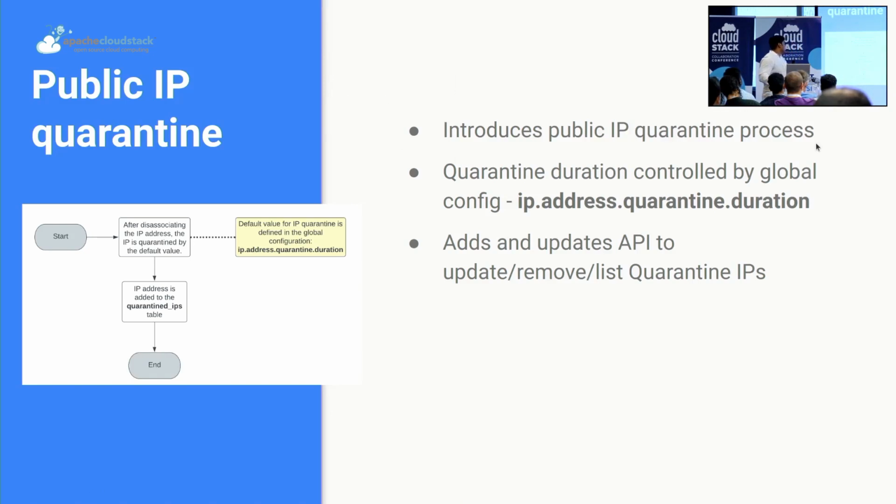Then we also have a feature coming up with public IP quarantine, where an IP will be in quarantine mode for a desired duration before it can be reassigned to a different or the same account. So it adds a new global setting which can be used to define that duration, and then you have a bunch of APIs to perform those quarantine operations. I guess this is already in the main branch, so if you want, you can check that out.